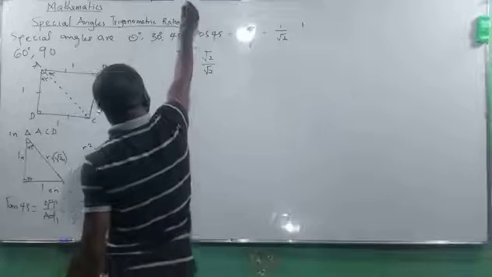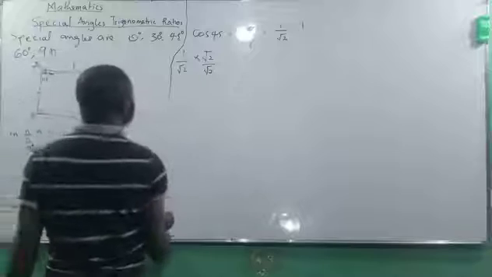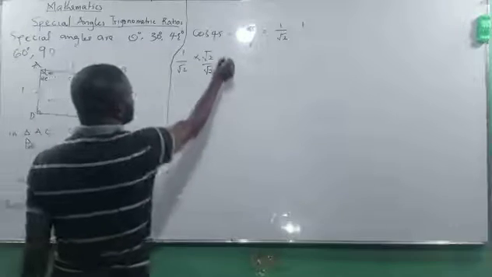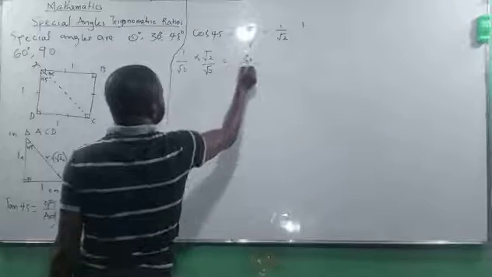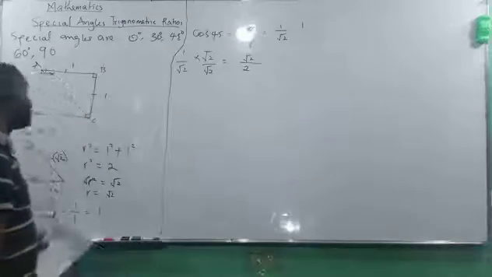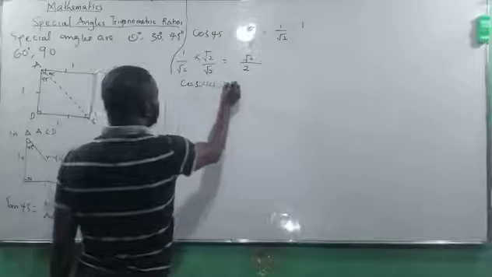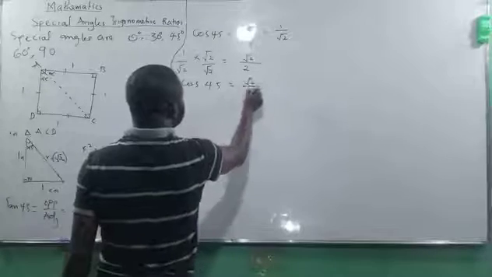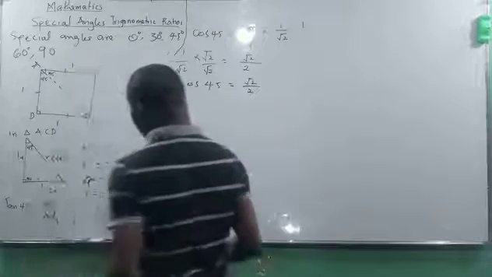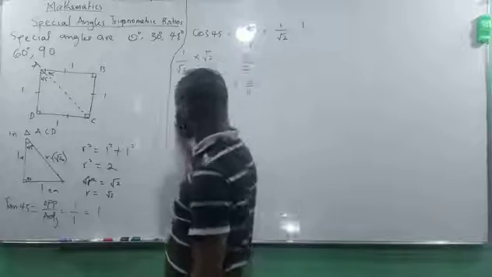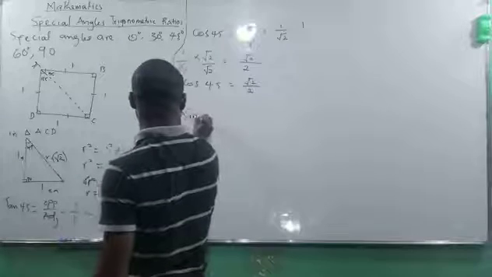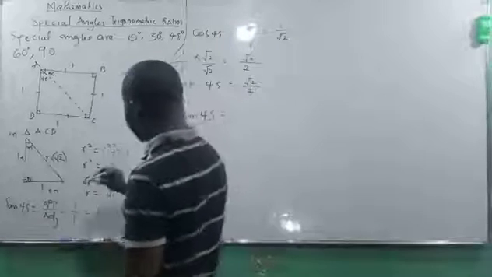Now, at this junction, I'll have root of 2 all over 2. That is my cos theta. It means my cos 45 equals root of 2 all over 2. Now, the next one I need to work on is my sin theta, sin 45. Sin 45 will be what?